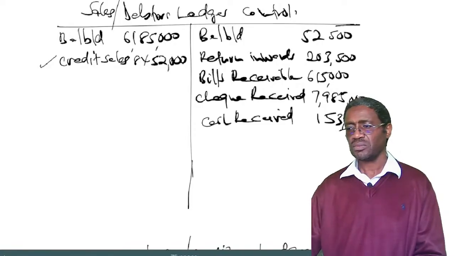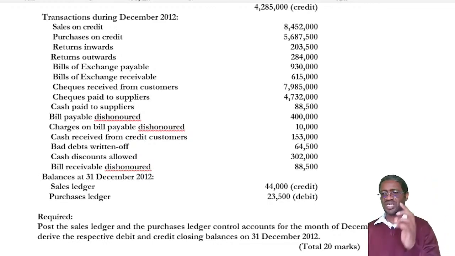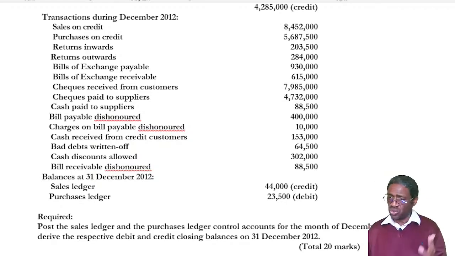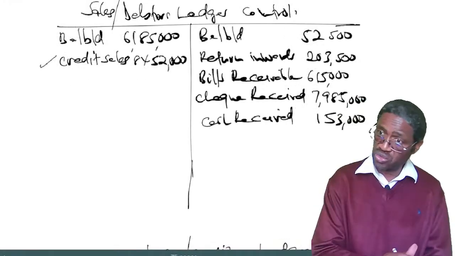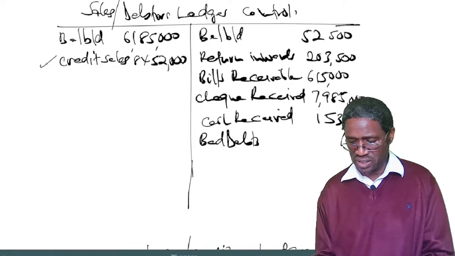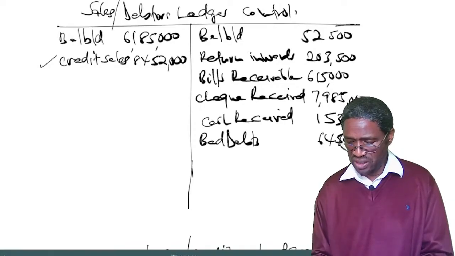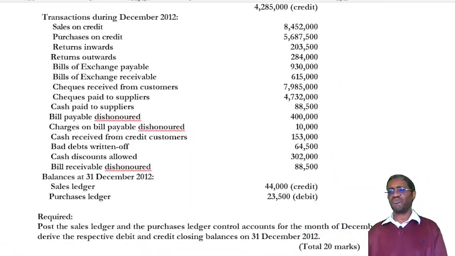Next. After cash received from customers, I can see the next one is bad debts written off. That's good. We just sold goods to a customer. He can't pay us now. Write him off. How much? 64,500. I hope I'm picking the right one. Yes. Bad debts. We sold goods to a customer. We debited. Now that he can't pay us, we credit. And we come and see your bad debts. 64,500. Let me confirm the amount. Yes, 64,500. Next.